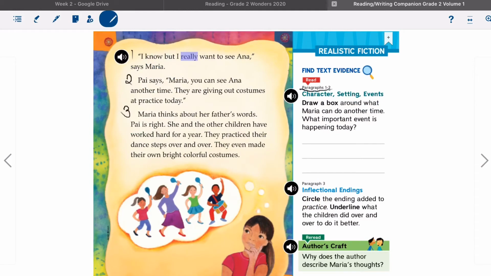I know, but I really want to see Anna, says Maria. Pi says, Maria, you can see Anna another time. They are giving out costumes at practice today.